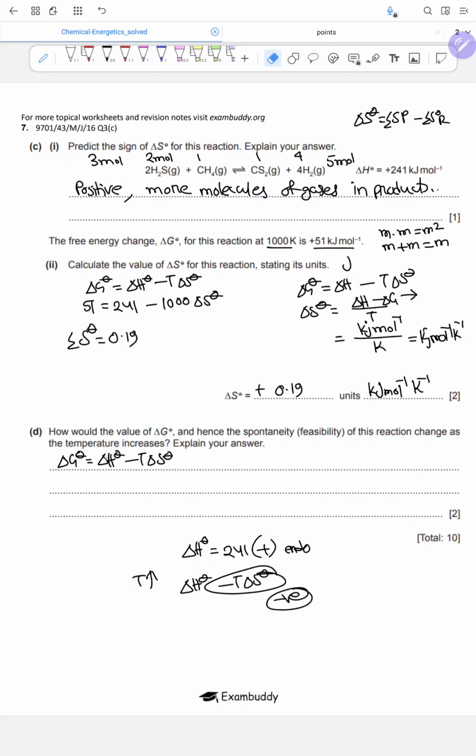So what will we write? We'll just write negative T, entropy change becomes more negative. Hence, Gibbs free energy also becomes more negative. You can write whatever you want in between these two. Hence spontaneity increases.